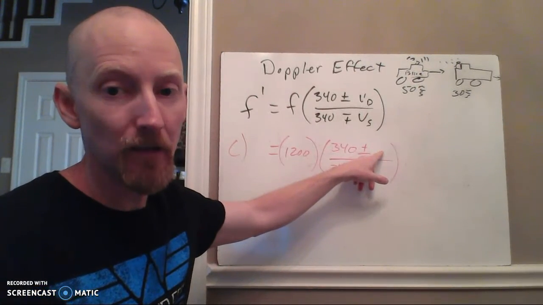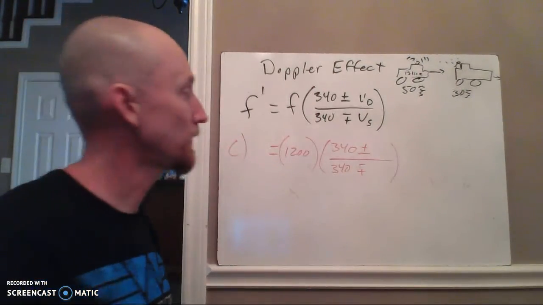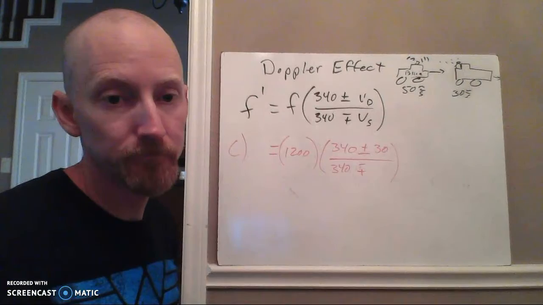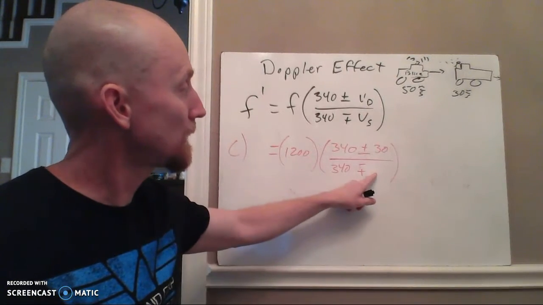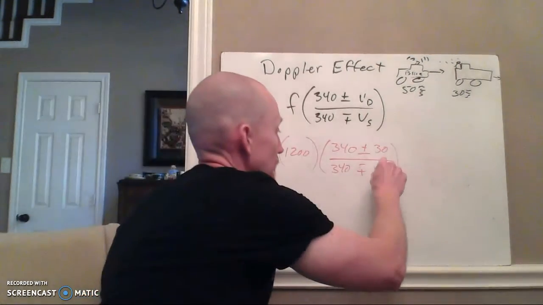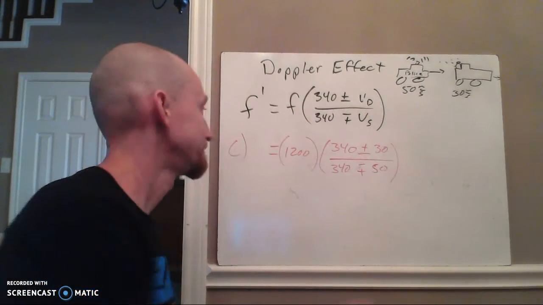Who is detecting the sound? It's the robbers. And they're moving at 30 meters per second. What's making the sound? What's the source? It's the cop car. 50 meters per second. Okay?